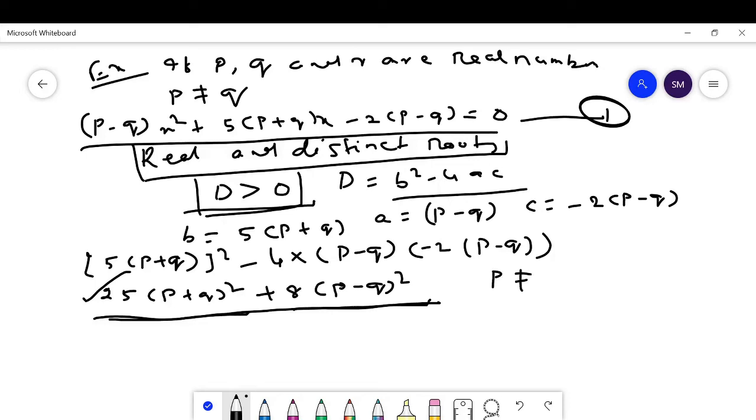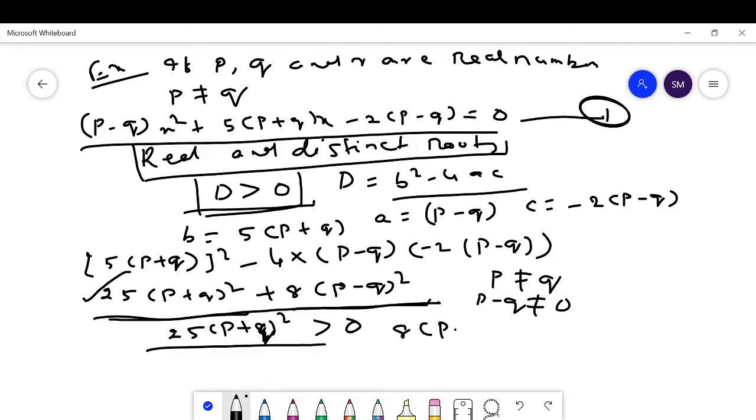As P is not equal to Q, this means P minus Q is not equal to 0. Then here 25 P plus Q whole square must be a positive number, because it is a square number. And 8 into P minus Q square is also a square number. This must be greater than 0, meaning a positive number. Hence this is greater than 0.